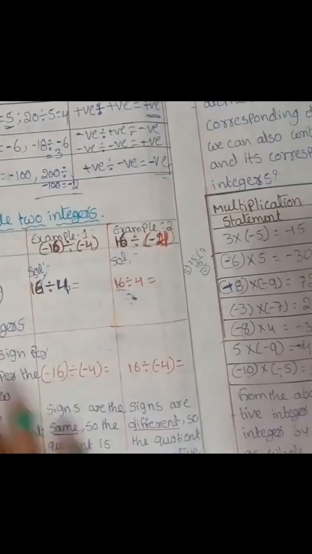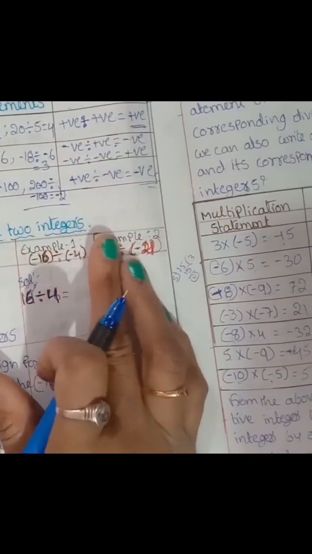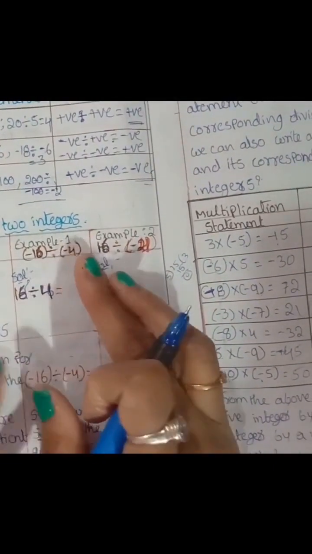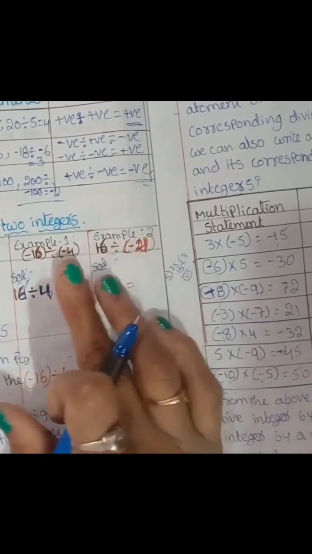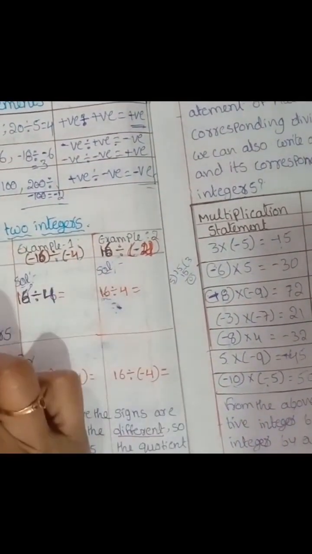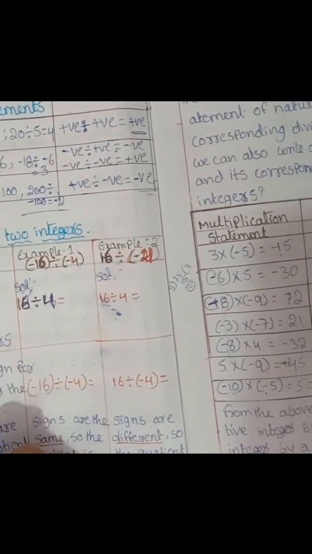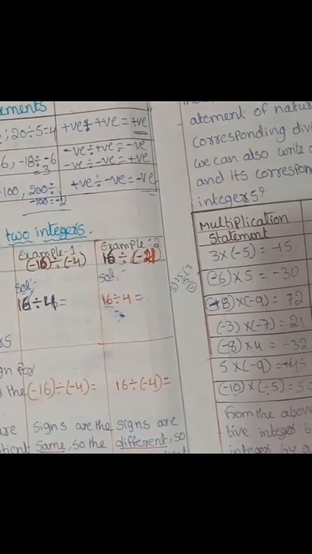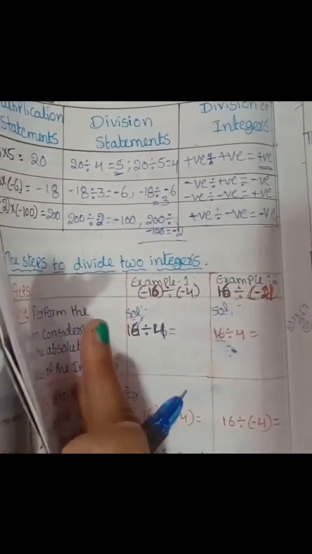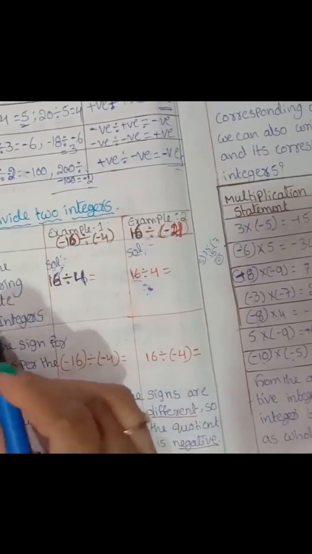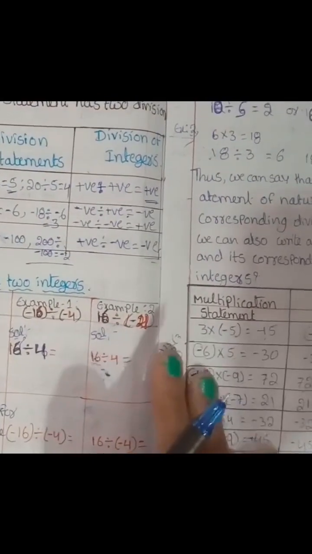Next, stepwise, today we will learn this one only: how to divide two integers, stepwise, with two examples. Step 1: perform the division considering only the absolute values of the integers. Here they are my examples, but your textbook has other examples. First, consider only the absolute values of the integers. Absolute value means removing the minus sign in front of that number.